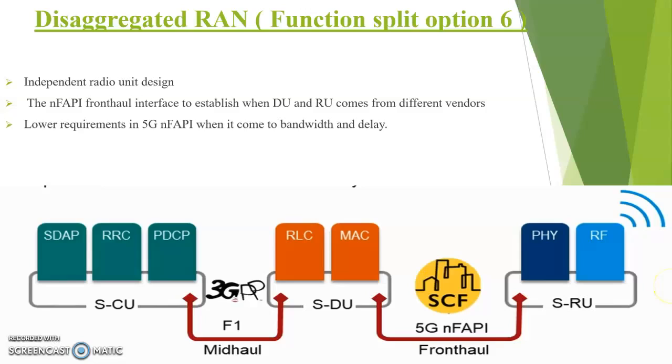Now let's talk about disaggregated RAN or split function. Option 6 is independent radio unit design. Front haul interface of NFAPI is used to establish when DU and RU come from different vendors. And in terms of bandwidth and delay, 5G NFAPI has very low requirements.